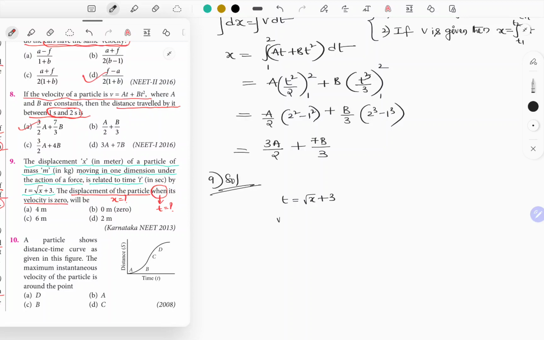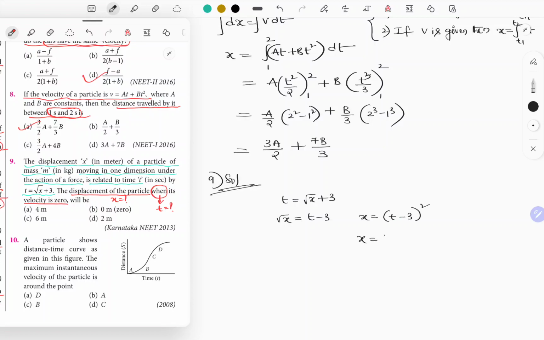From this, what is root x? Root x is equal to t minus 3, right? From this, what about x? That means you have to square on both sides. If you square on both sides, you are going to get x is equal to t minus 3 whole square.